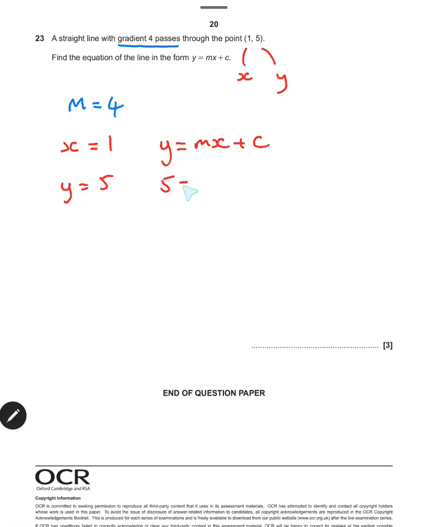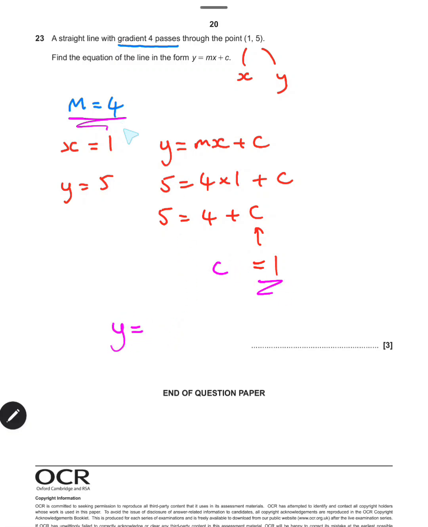Y equals 5, m is 4, and x is 1, and this is a multiplication, so we get 4 times 1. The thing we don't know is c. So we get 5 equals 4 times 1 is 4, plus c. C must equal 1. If we now take our gradient m and the c that we've just found and rewrite y equals mx plus c, we get y equals 4x plus 1. Y equals our mx plus our c.